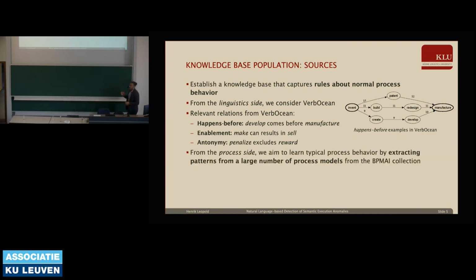From the process side, on top of that, we decided to also learn typical process patterns by looking into process model collections. We used the famous or infamous BPM AI collection, which is not necessarily, from a qualitative perspective, the best thing there is, but you can identify things like that, right? You have create order, check order, and then there is a decision between accept order and reject order.